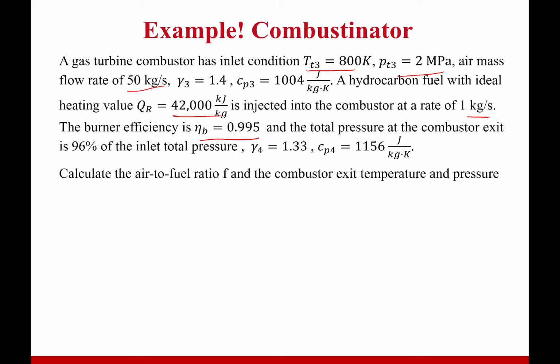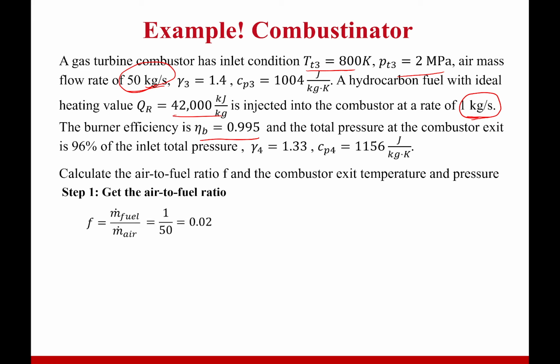Let's get to it. First off, let's find out the air to fuel ratio, which is honestly really simple because it tells you what the fuel mass flow rate is and what the air mass flow rate is, and so it's just the ratio of those two. Mass flow rate of fuel over mass flow rate of air, so 1 over 50 is simply 0.02. You can expect this to be a fairly small number.